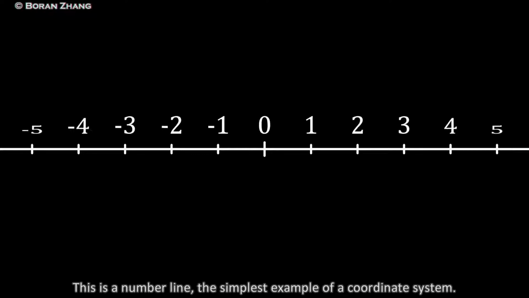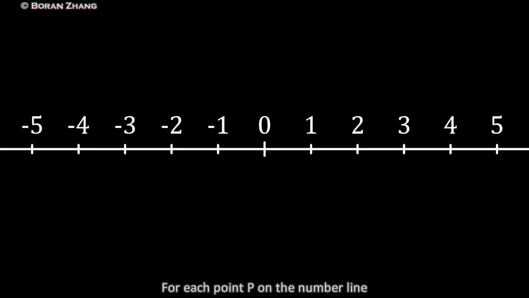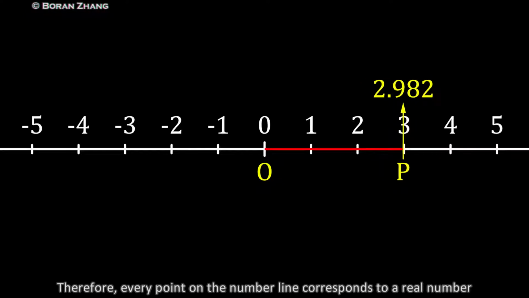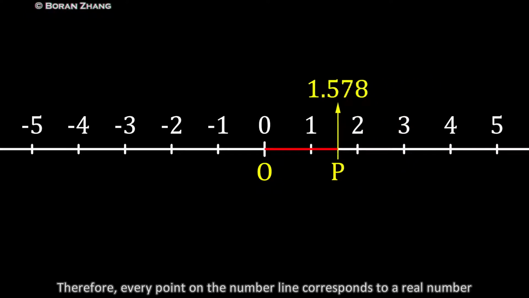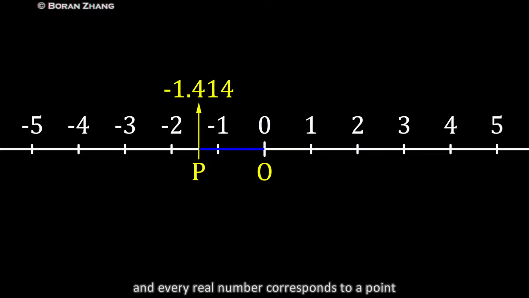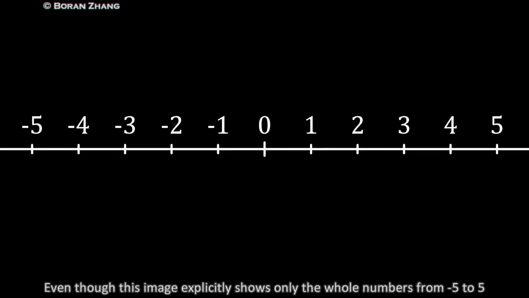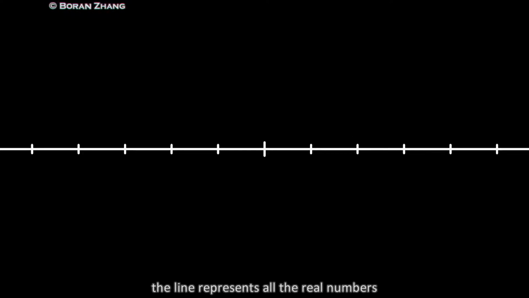This is a number line, the simplest example of a coordinate system. For each point P on the number line, its coordinate is defined as the signed distance from P to O, the origin. Therefore, every point on the number line corresponds to a real number, and every real number corresponds to a point. Even though this image explicitly shows only the whole numbers from -5 to 5, the line represents all the real numbers, continuing infinitely in both directions.